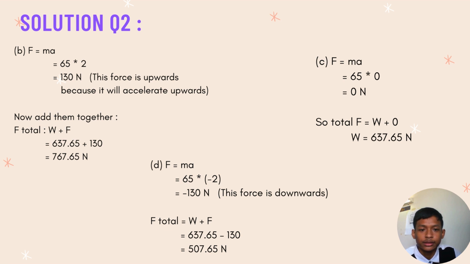So the next question is C. Just use the same formula F equals ma, but the acceleration is 0, and you will get force equal to 0 Newton. So the total force is 637.65 Newton. For the next one, use the same formula, and the mass is given in the question. The acceleration is given, that is negative 2, and you get negative 113 Newton. This is negative, so this force is downwards. So for the total force you have to subtract it, and you get 507.65 Newton.